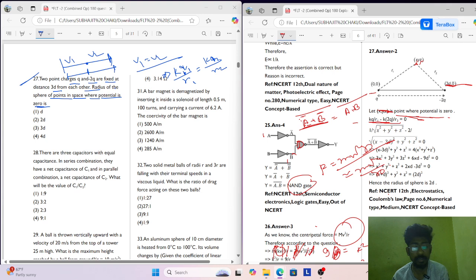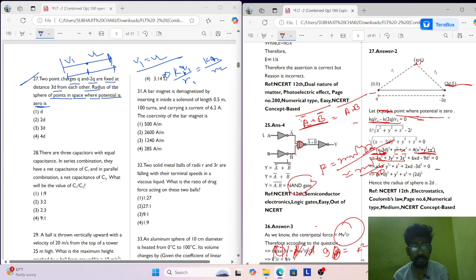This is x square. X square will also be there. So 3x square plus y square plus z square will be there, and 2ab means 2 times 3d x, plus 9d square. So take 3 out, what we will get? x square plus y square plus z square plus 2xd minus 3d square. Right?